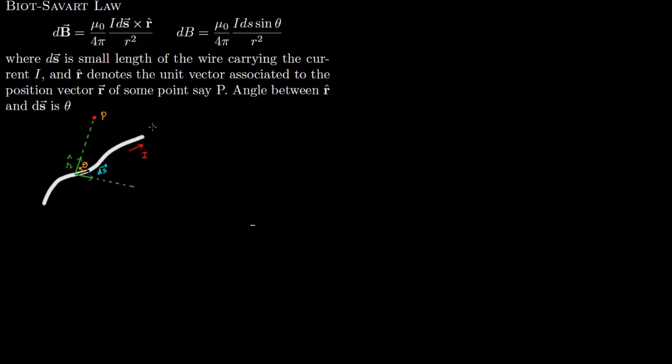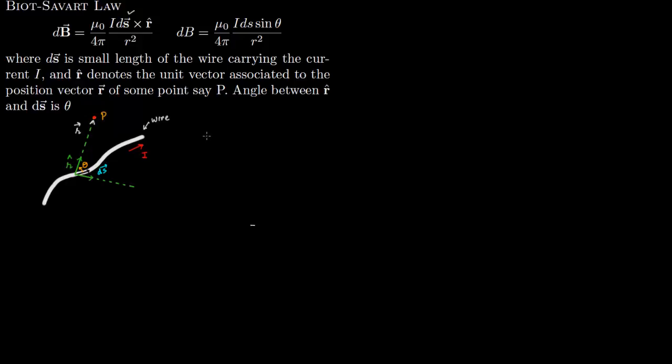So this is the diagram of the wire. This wire is carrying a current I. You take a small portion of the wire which is ds vector. This is the ds vector we are talking about. And you want to find the small magnetic field dB at this point P. This point P is at a distance r vector from the ds vector.